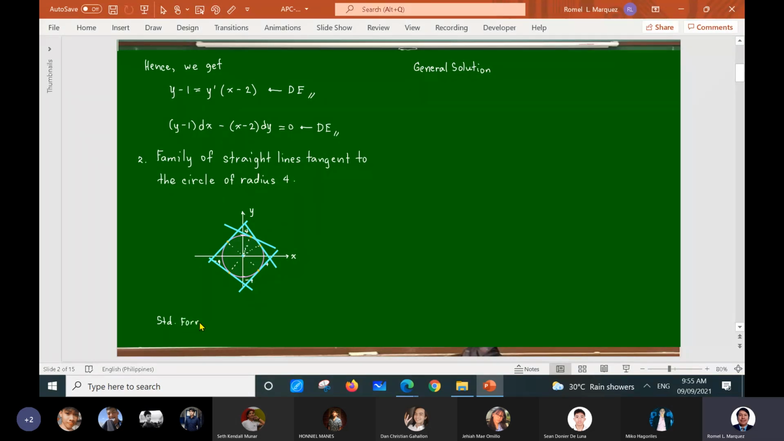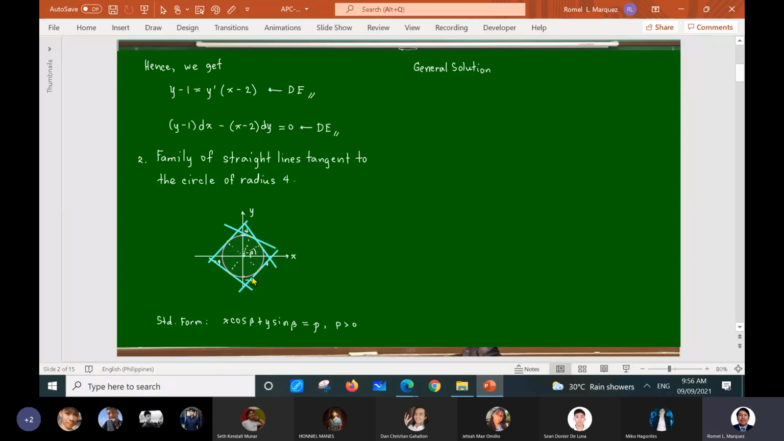So we have the normal form. Remember normal form? x cosine beta (or you can use alpha or theta) plus y sine beta is equal to p, where p is the distance, let's assume p is greater than 0, from the origin. Beta here is this angle.